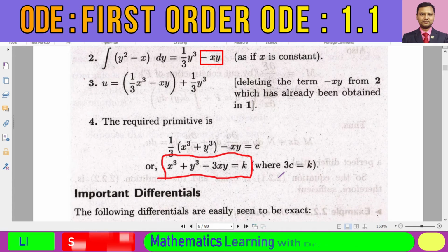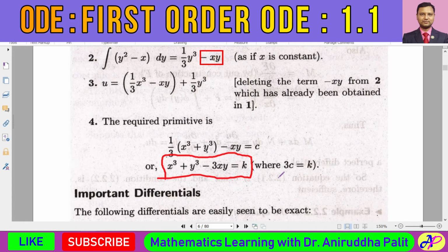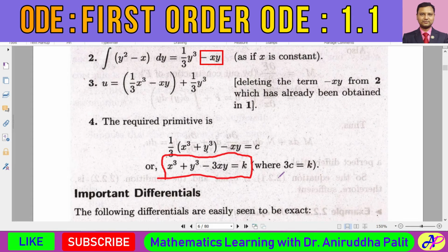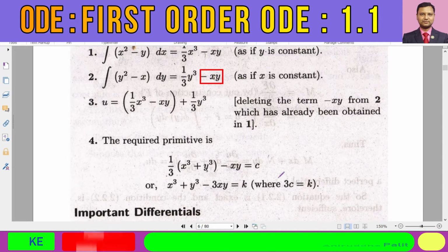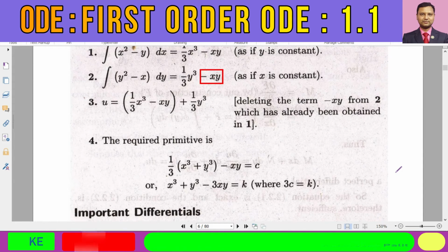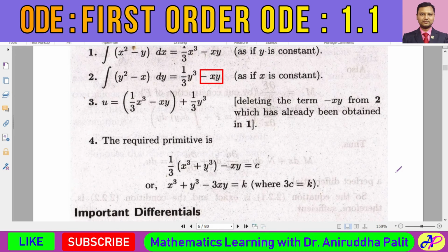Now from this general solution, if you put a certain particular value of k satisfying a certain initial condition, in that case you will get a particular solution. So don't ever say this is the final solution. This is a general solution. Is it okay? Okay, sir. Any other question? Any kind of question? No question.